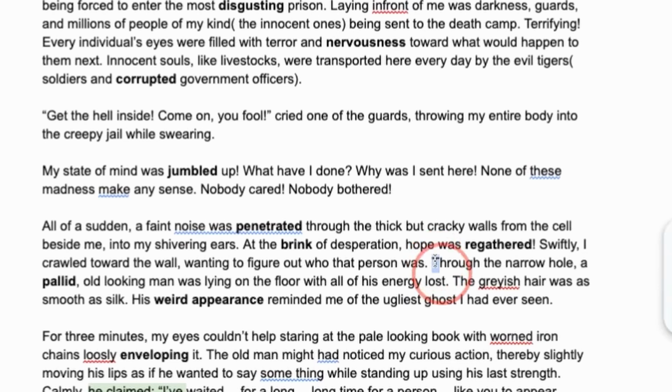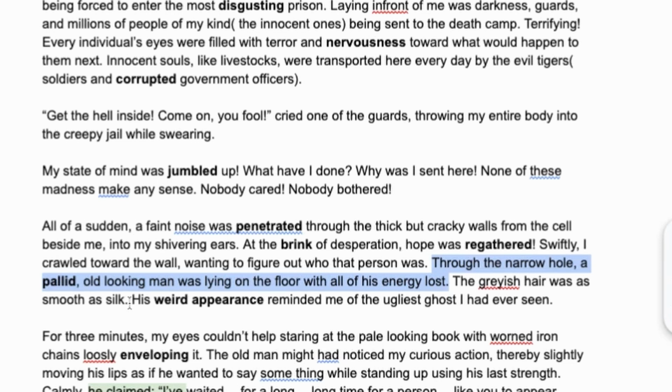"Through the narrow hole, a pallid, old-looking man was lying on the floor with all of his energy lost." That's really beautiful. That could appear in a published novel, I think. So sometimes this guy has control over his language to a point where it could believably be a real story that is published somewhere.